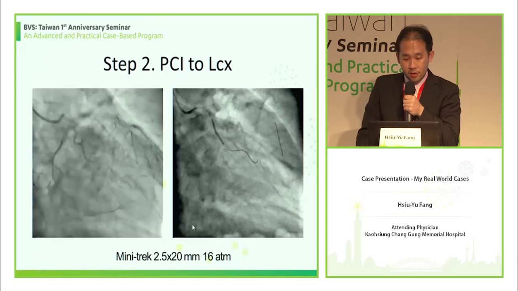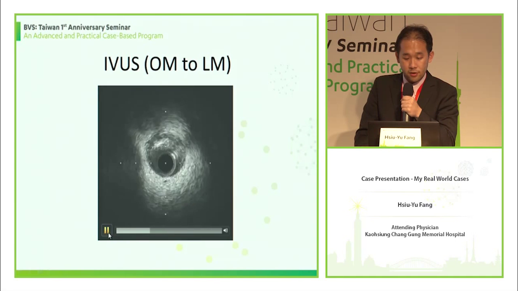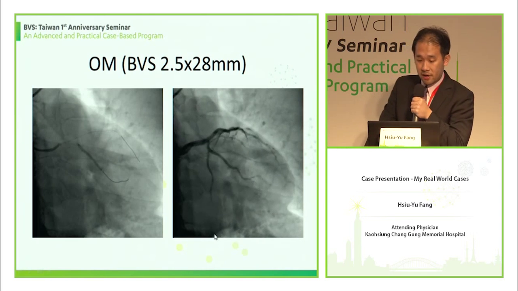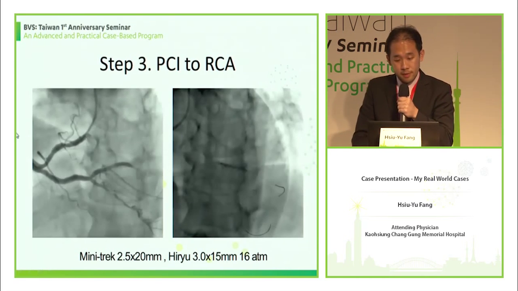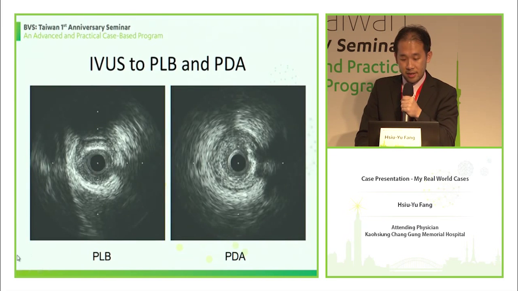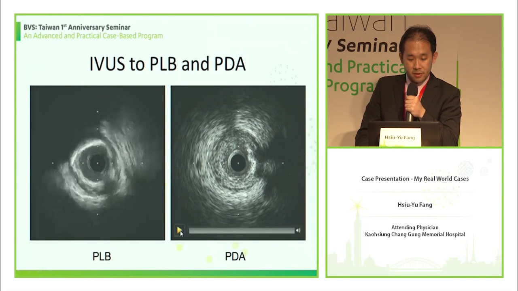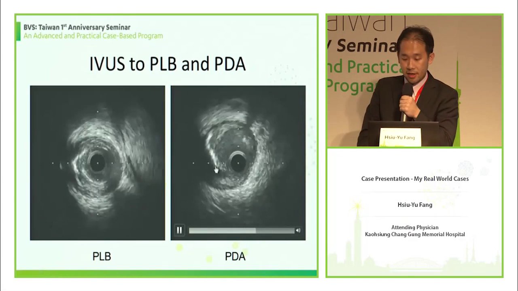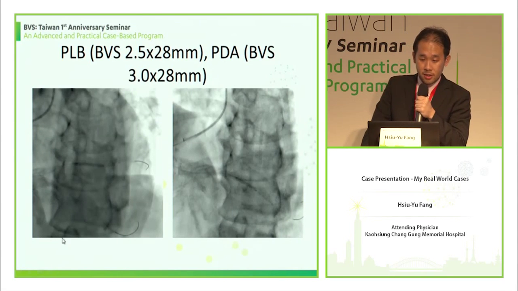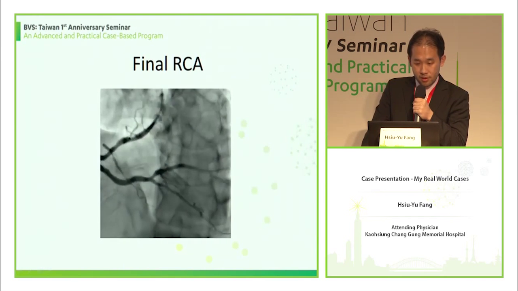After that, we also did the circumflex with balloon predilatation and IVUS to show the circumflex vessel diameter, and put another BVS 2.5 by 28 at the OM branch. And also we did the RCA with Mini Trek and 2.5 and 3.0 dilatation, and the IVUS of the PL branch showed a much smaller vessel diameter, and the IVUS of the PDA showed a much larger diameter, about 3.0. So we put the BVS 2.5 by 28 at the PL branch and the 3.0 by 28 at the PDA. So this is the final RCA.